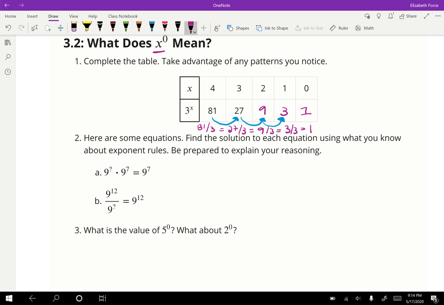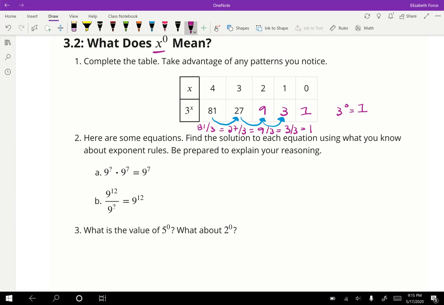And that is why you'll hear a lot of math teachers say that a number raised to the 0 power, in this case 3 to the 0, is not 0, because you're not doing 3 times 0. It's actually 1, because you're repeatedly dividing something. And when you're dividing something, you can't usually get a 0.